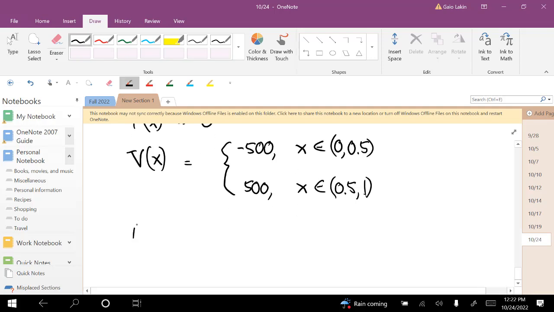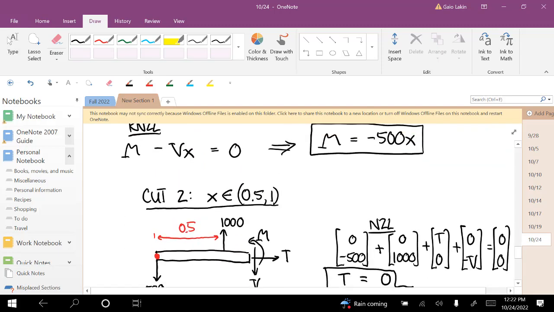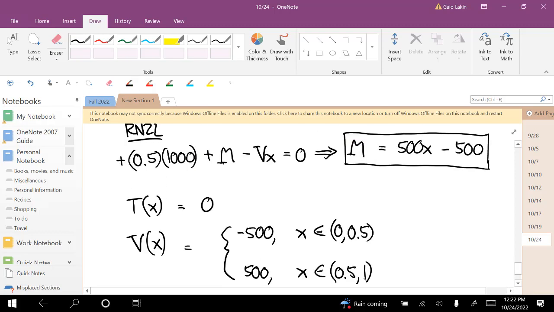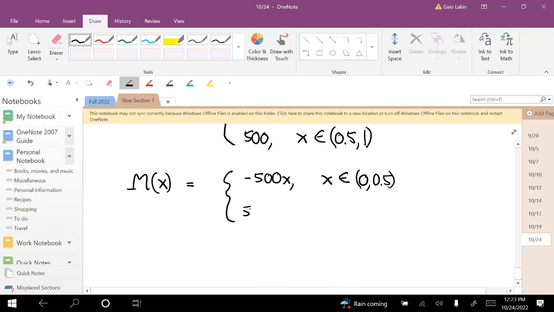And then M, this is the only one that really looks like a function, is negative 500x for x between 0 and 0.5 and positive 500x minus 500 for x between 0.5 and 1.